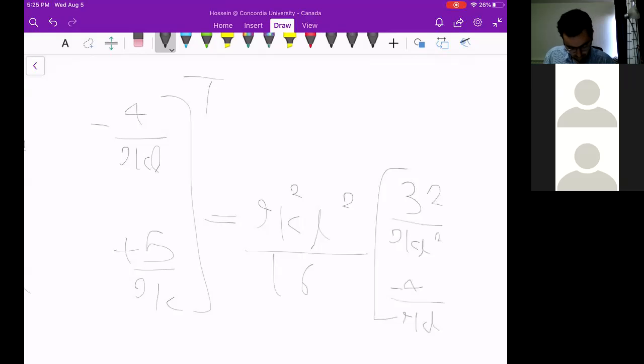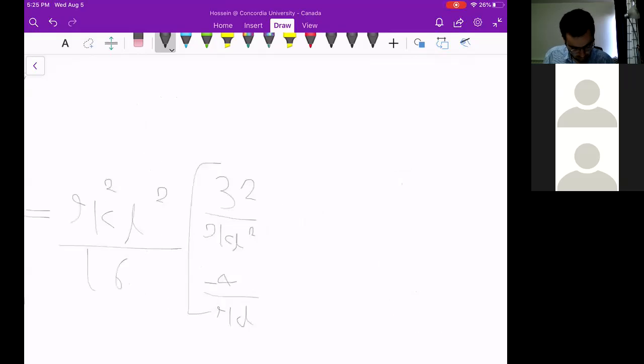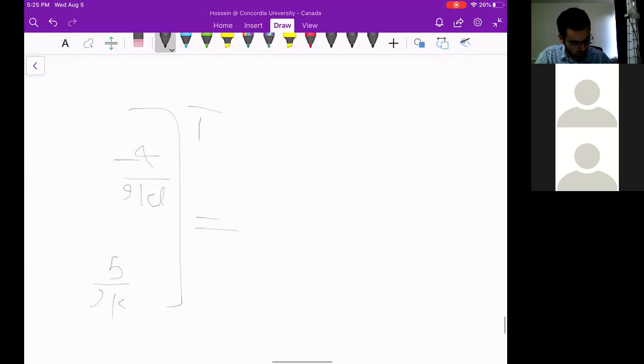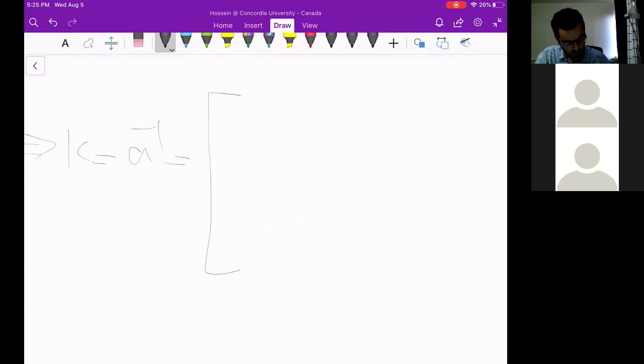Therefore, K, which is A inverse, would be the stiffness matrix: 2K, minus KL over 4, minus KL over 4, 5 over 16 KL squared.